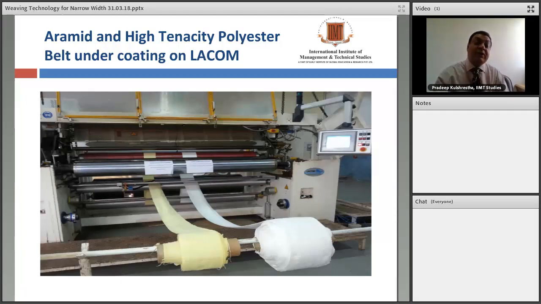Now, if we are making some narrow belt of aramid fiber or high density polyester, what happens? Only the gray width, the gray fabric, cannot sustain the load that we want. We are giving some extra epoxy or other chemical treatments.